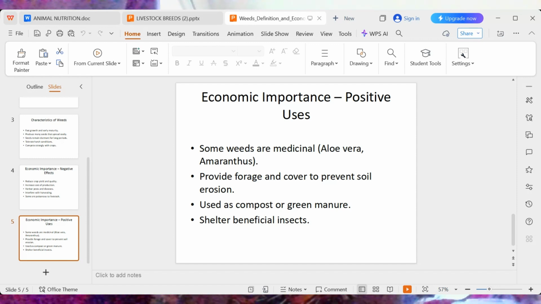Also, weeds provide shelter to insects. As we have said earlier, not all weeds have negative effects, but they also have positive effects on our side. Hence, they provide shelter to insects. Hope you have understood.